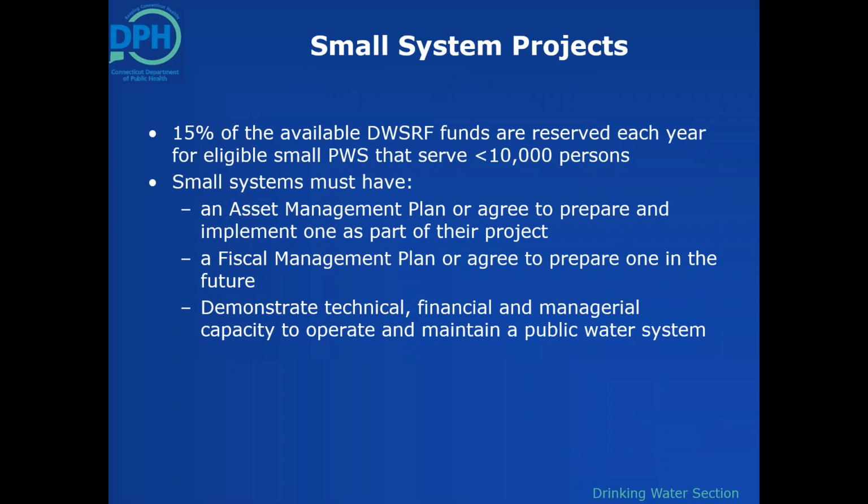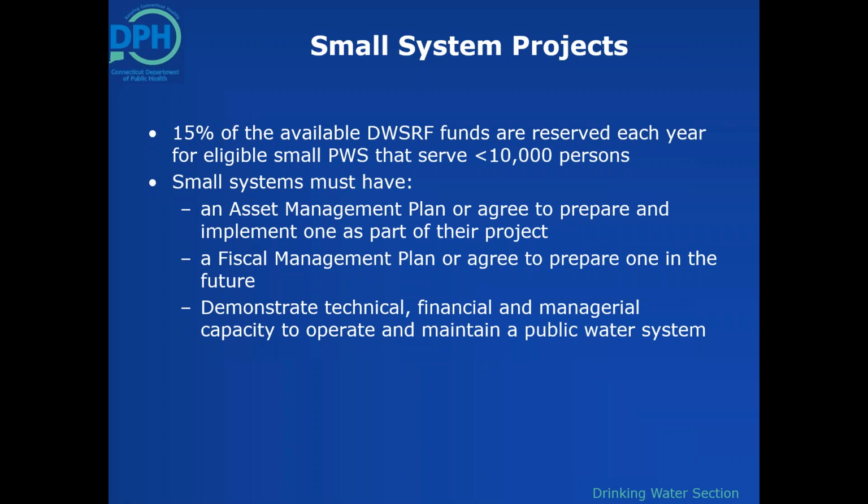Now, we expect next year we probably will have over $100 million available to finance infrastructure projects. Each year, we really focus on meeting the small systems needs. So we reserve 15% of the available funds each year for small water systems that serve fewer than 10,000 people. We have a difficult time each year achieving that level.